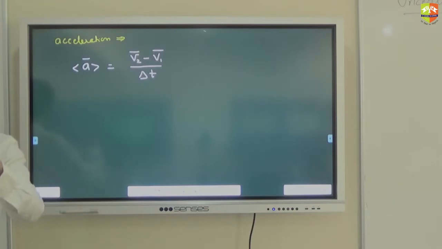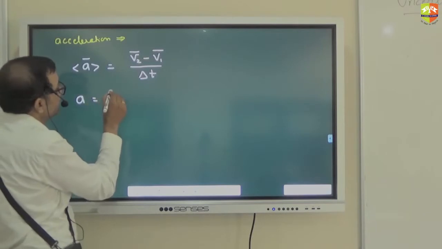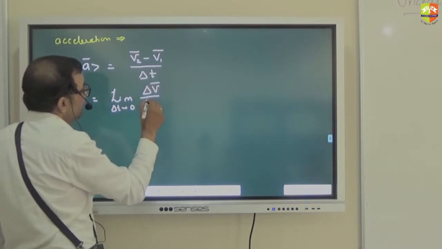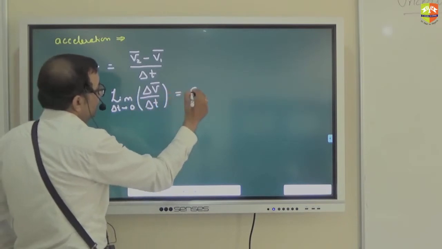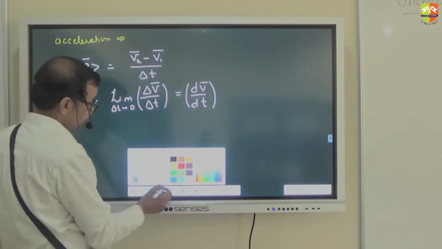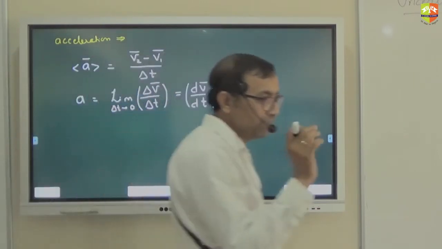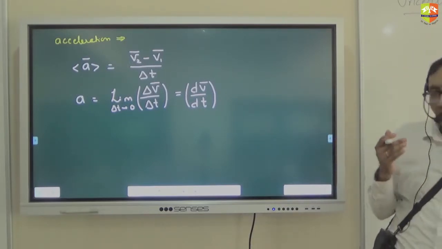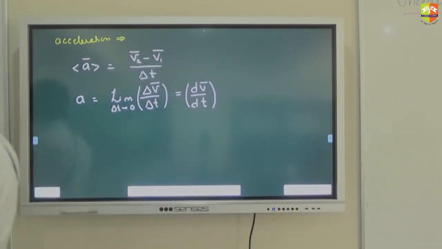What about the acceleration at a particular instant? How will you find that? When delta t is very small, it will become the acceleration at that moment. So I can write the instantaneous acceleration is equal to limit delta t tends to 0, delta v by delta t. This should be equal to what? dv by dt. If the v vector is given to you, then if you differentiate it, you will get acceleration. If that derivative is equal to 0, acceleration is 0. Very simple. Now let's take a few numericals on this.